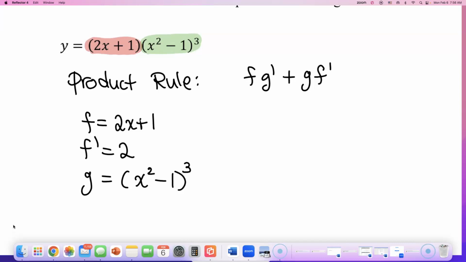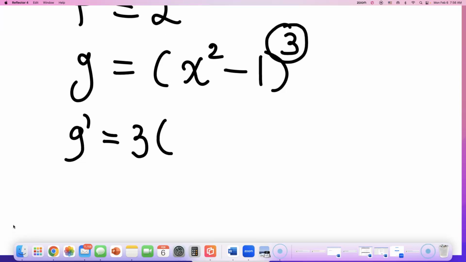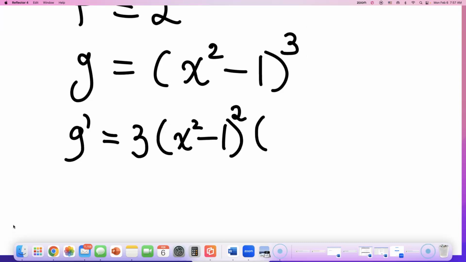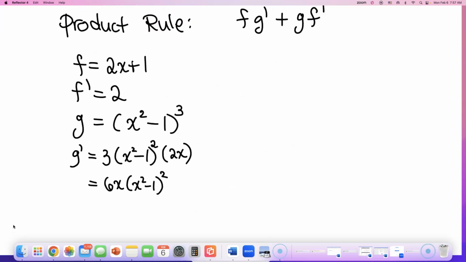Now, chain rule has to come in for me to take the derivative of this. So what's g prime? Well, the 3 comes down to the front, and keep everything the same inside the parenthesis, but the exponent goes down by 1 to 2. But I'm multiplying this by the derivative of the inside part, which is 2x. If you multiply this 3 by 2x to simplify, you will get 6x times (x squared minus 1) squared. So we found all 4 pieces of our product rule.